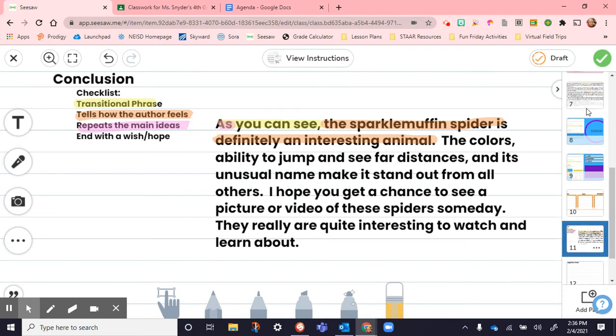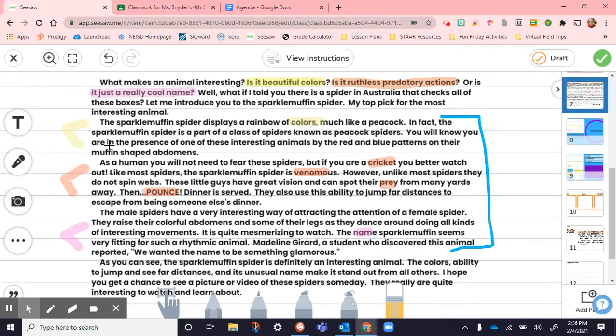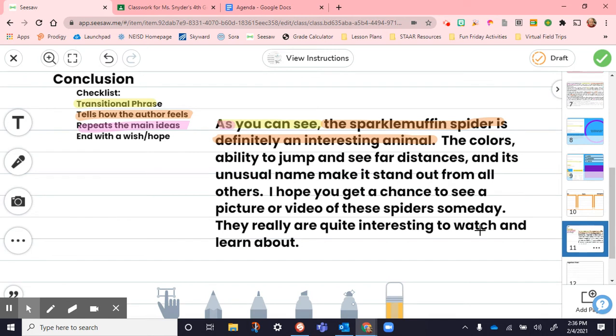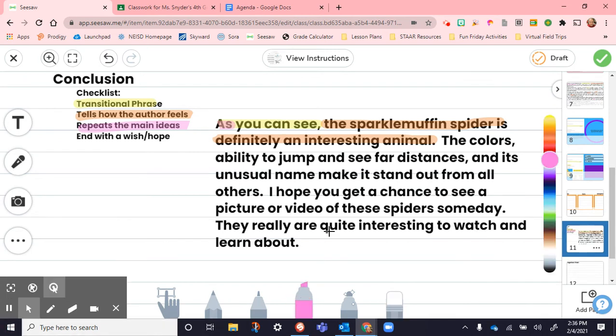So when you go back up and you look here, those main three things. So I talked about the colors, I talked about it being a predator, and I talked about its name. So I'm going to sum up those three things. So I have right here the colors, comma, ability to jump and see far distances, comma, and its unusual name make it stand out from all others. Okay, so I'm just summing up those main points.